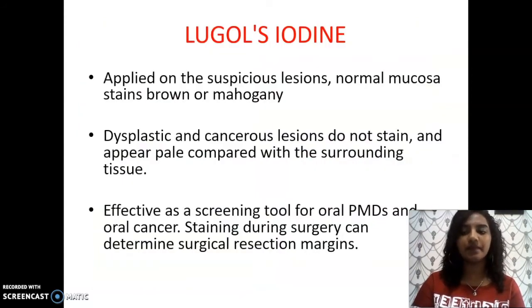Lugol's iodine. When it is applied on a suspicious lesion, normal mucosa stains brown and mahogany due to its high glycogen content, while dysplastic and cancerous lesions do not stain and appear pale compared to the surrounding tissue.